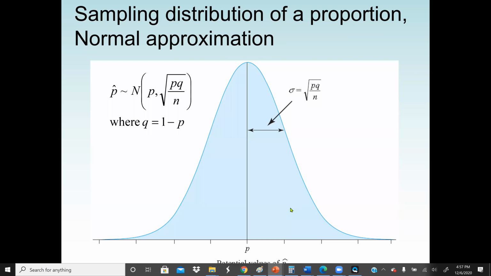If we have a normal distribution, again, the standard deviation will be the square root of P, the probability of success, multiplied by the probability of failure, Q, divided by the sample size. And this will give us the standard deviation. The Q always will be 1 minus P. P always will be the given probability of success.